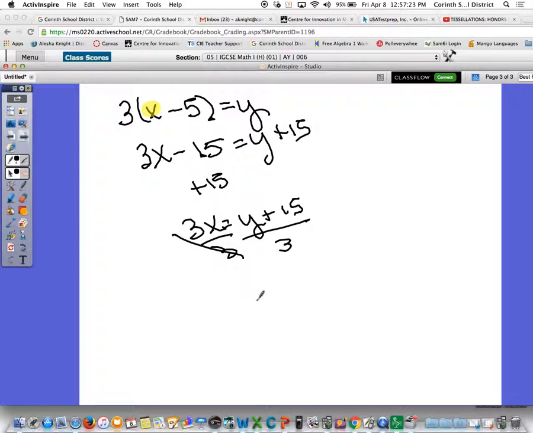Okay. These are your basic equations that they could give you next week for changing the subject of a formula. Okay, so what I want you to do right now is we did 1, 2, and 3. Let's do 4 through 9 right now. 4 through 9, and we're going to check your answers.